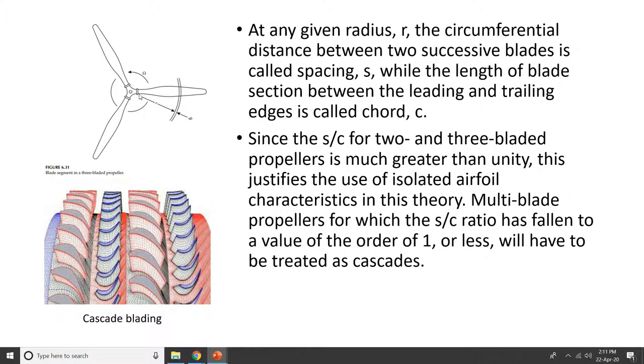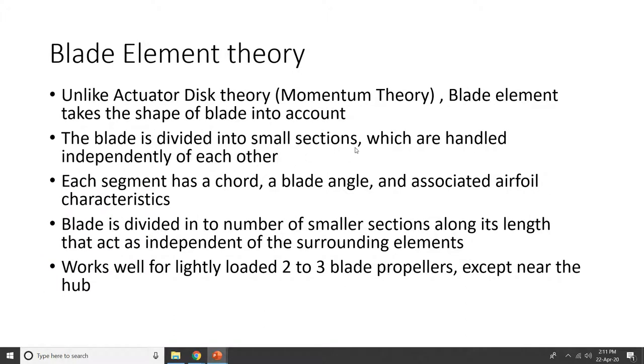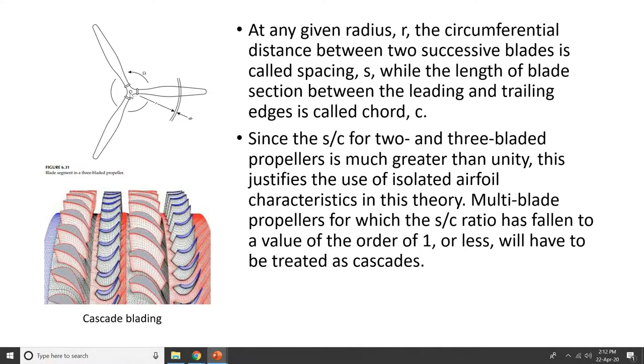One assumption you make is that the impact of this blade element on the next strip is nothing. Let us say some force is being generated at this cross-sectional area; it will not impact the next one. That is the second point. So the blade is divided into small sections which are handled independently of each other. Each segment has a chord, a blade angle and associated airfoil characteristics. So each of these will have its own chord, radius and airfoil characteristics, like the type of airfoil that you are using.